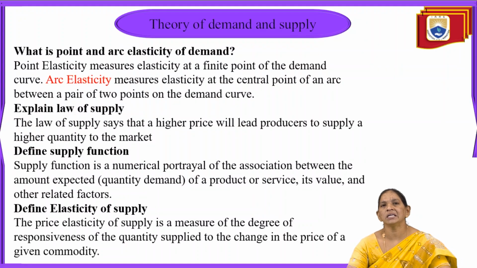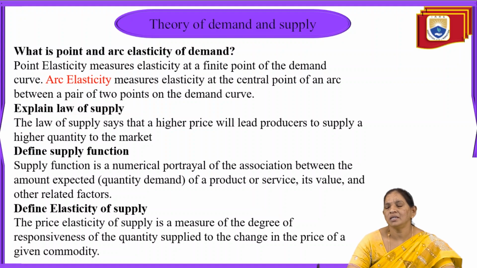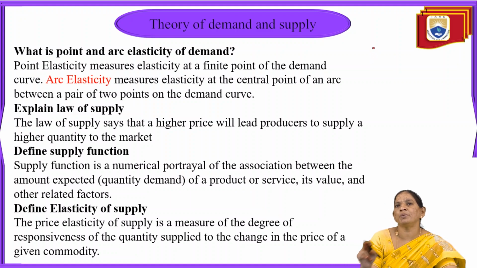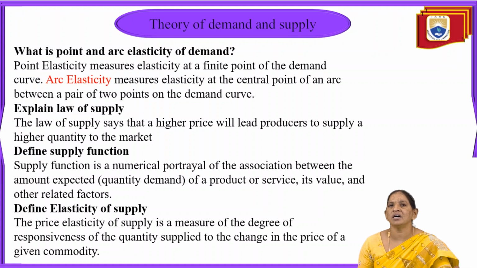What is point and arc elasticity of demand? We already know that elasticity of demand means the responsiveness of the change of demand. Point elasticity of demand is a method of measuring the elasticity at a finite point of a demand curve, that is, measuring the demand between two known points. When I measure the responsiveness of the change in one factor with the change in the other factor between two points, we call it point elasticity. Maybe from the 10th point to the 15th point, when we measure the changes that take place in the demand and its factors, we call it point elasticity of demand.